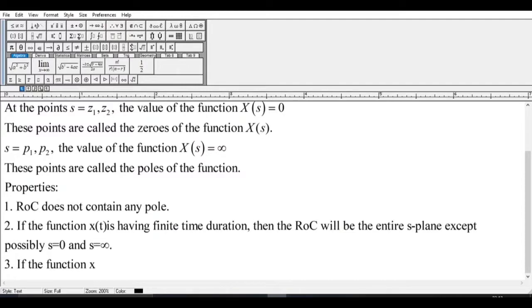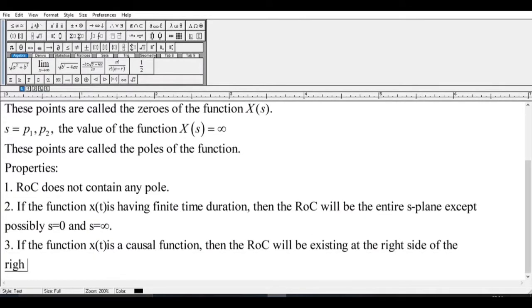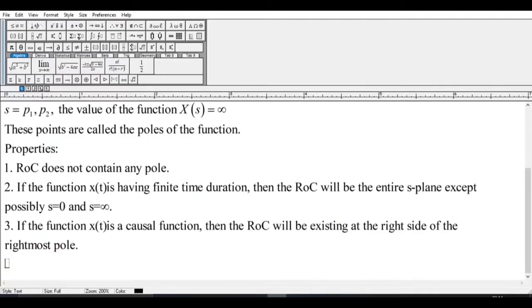Third property. If the function x of t is a causal function, then the ROC will be to the right side of the rightmost pole. Causal function means the function will be obeying the cause and effect relationship. Fourth property. If the function x of t represents a stable system, then the ROC, if it is plotted correctly, will intersect the y-axis in the complex S-plane.